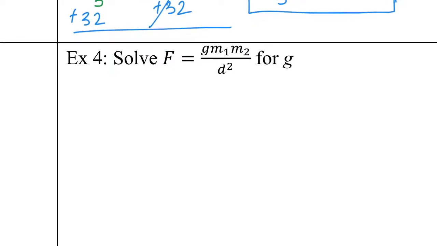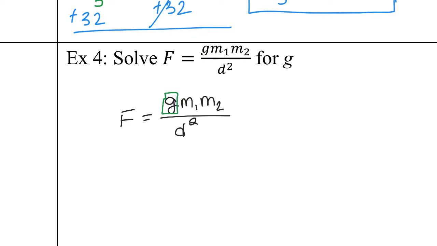Solve f equals g m sub 1 m sub 2 over d squared for g. So just like the previous example, I'm going to rewrite this just to have some space to work. Now m sub 1 and m sub 2, those subscripts are just labeling the different types of m's. So they're not the same m. They don't do anything. Now d squared, that 2 is an exponent. So d squared does mean d times itself. But we're not going to have to worry about that because we want g isolated and not d squared.